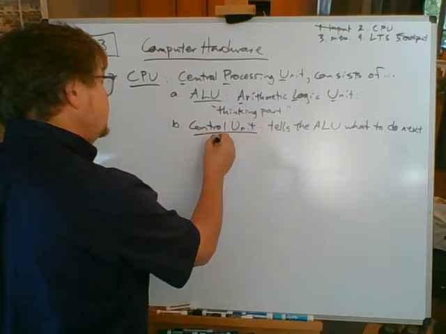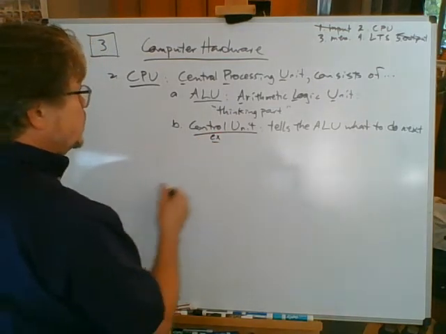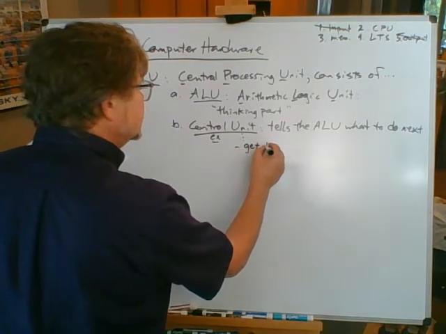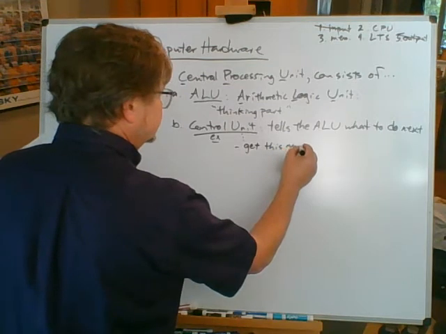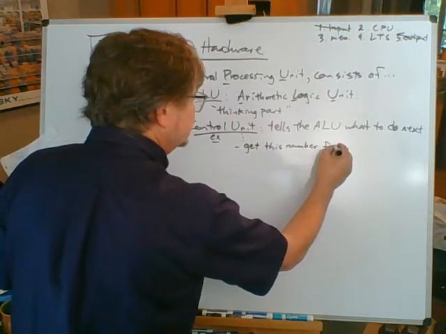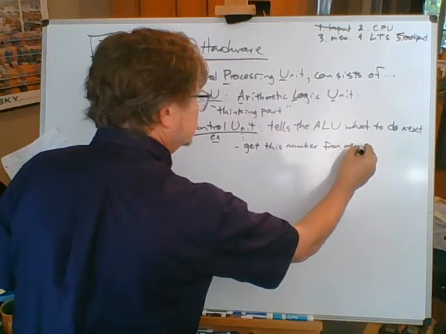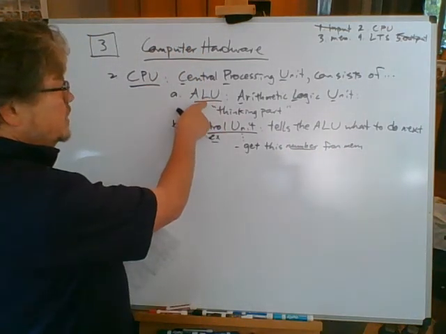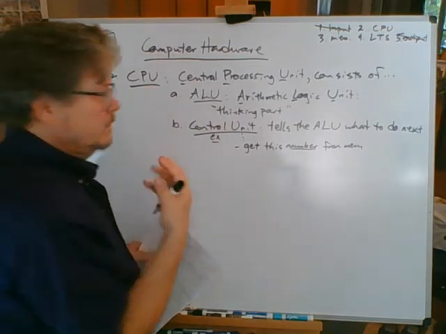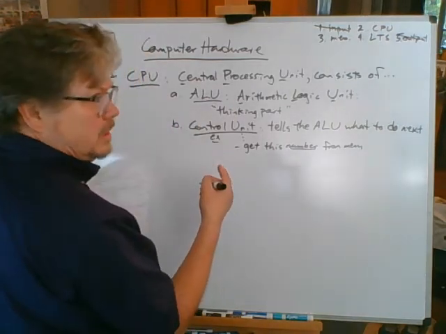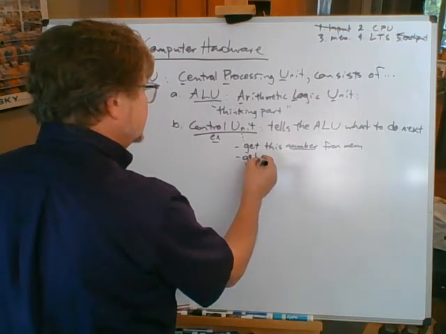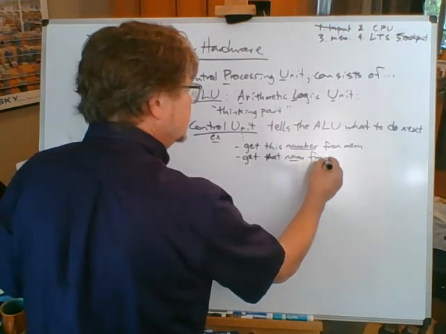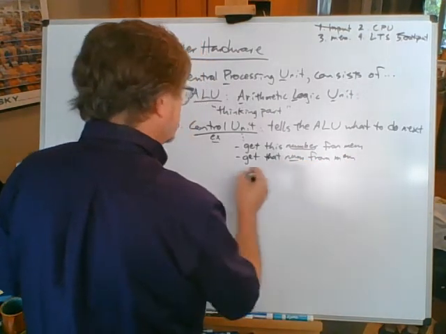And as we did with input-output devices, I'm going to do this by example. For example, somewhere in the program it says, get this number from memory. Control unit speaking to ALU here: get that number from memory, and hang on to that for just a microsecond. Get that number, another number, get that number from memory. I'm making this up as I go along.